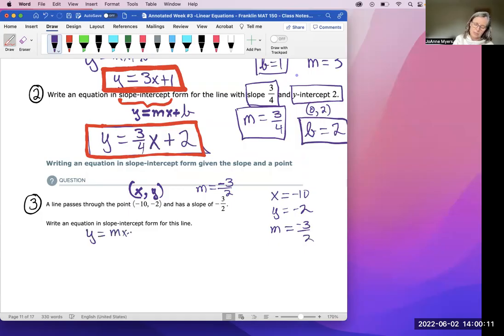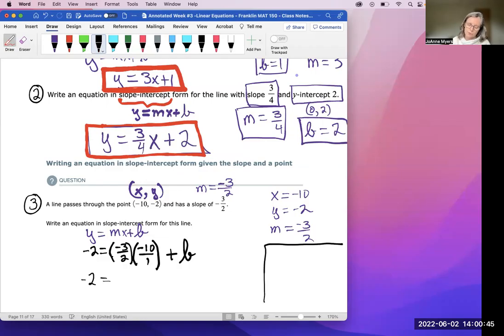So if they tell me my x is -10, my y is -2, and my m is -3/2, we know y equals mx plus b. Plug in all of the numbers that you have. My y is -2, my m is -3/2, my x is -10. I'm going to write -10 as a fraction because I'm multiplying fractions: -3/2 times -10/1, plus b. Here's the scratch work for the fraction.